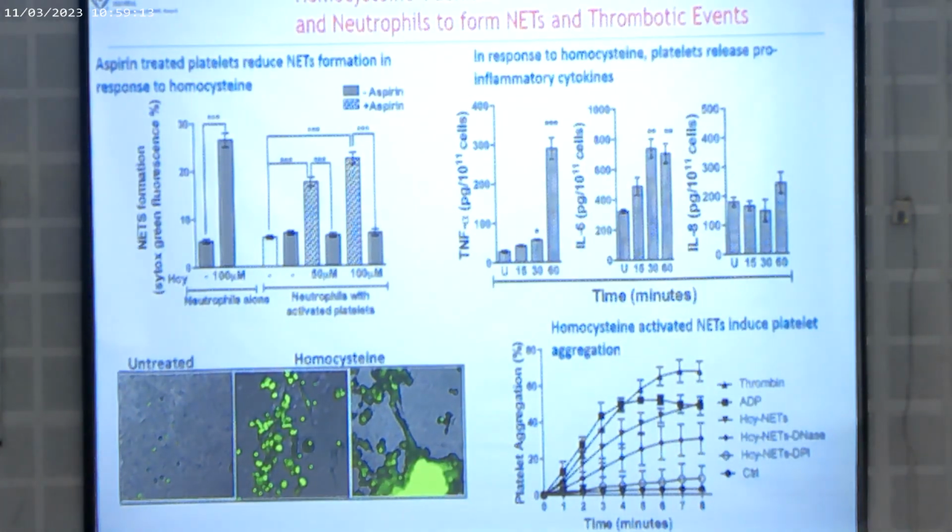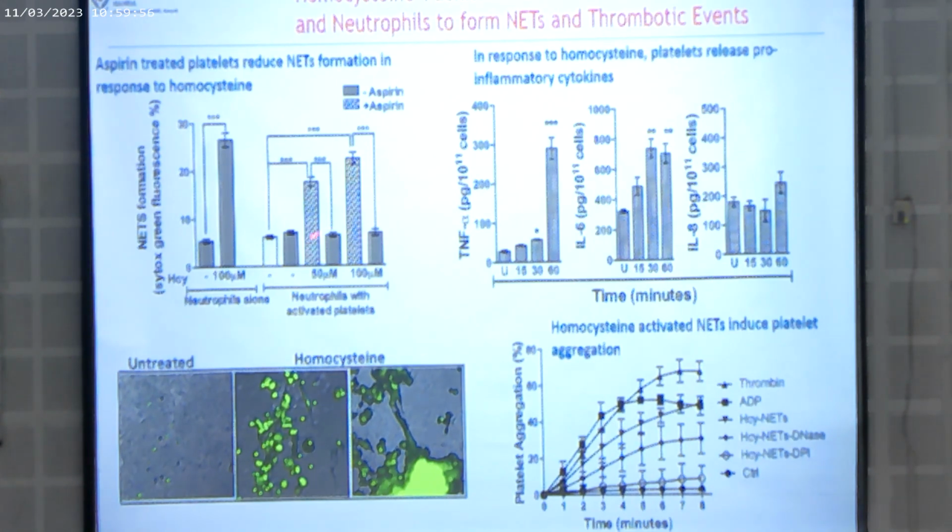Now what happens in the case of thrombosis, because stroke is associated with thrombosis? We see a bidirectional activation of platelets and neutrophils in these conditions. We have platelets here, and we culture them with homocysteine, with or without aspirin. Aggregation does not happen here. Then we take the conditioned medium and treat neutrophils with it, and we see that platelet conditioned medium, conditioned with homocysteine, can make nets, right? And why? Because when platelets are stimulated with homocysteine, they release TNF alpha and IL-6.